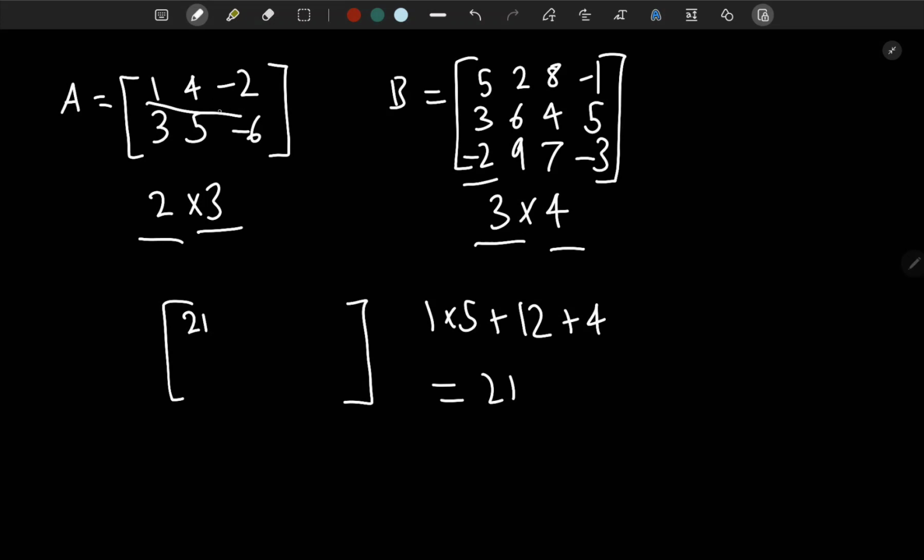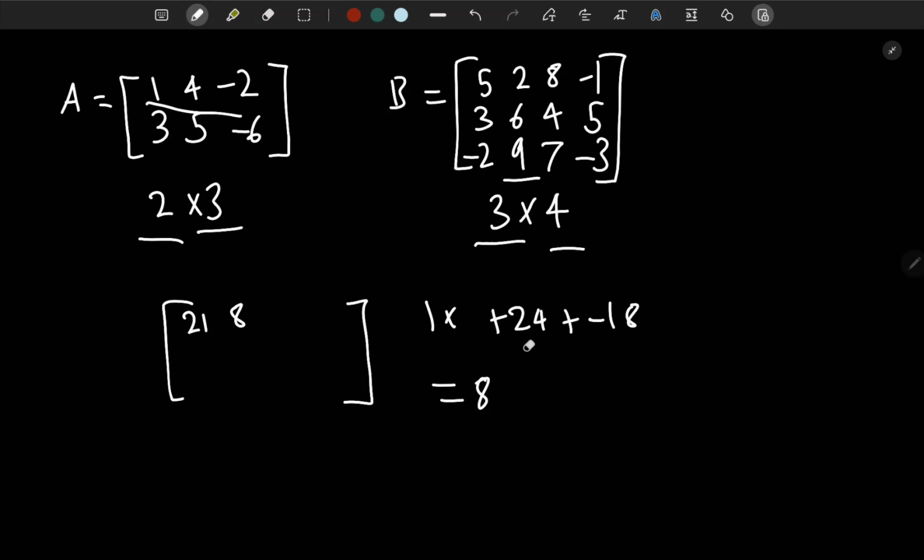Now let's take the first row of matrix A multiplied by the second column of matrix B, which is this one. So it's going to be 1 times 2 plus 4 times 6, which is 24, plus negative 2 times 9, which is negative 18, and this will give us 8. So 8. Moving on again, then first row, third column now.